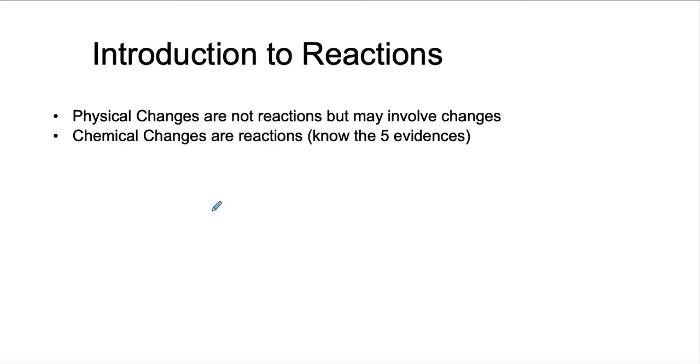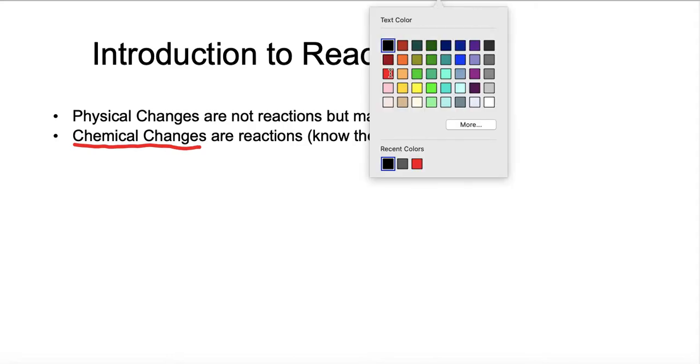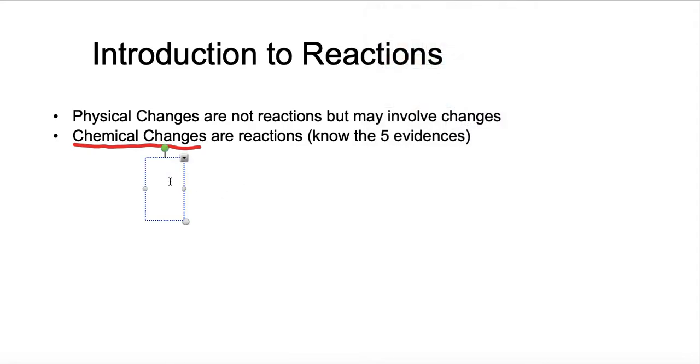So first thing there is the introduction to reactions. And basically this is the idea that a chemical reaction is a chemical change. Okay? Physical changes are not reactions. There may be a significant change, but they are not reactions. So chemical changes are reactions, and we usually can identify those by seeing one of the changes in a reaction.